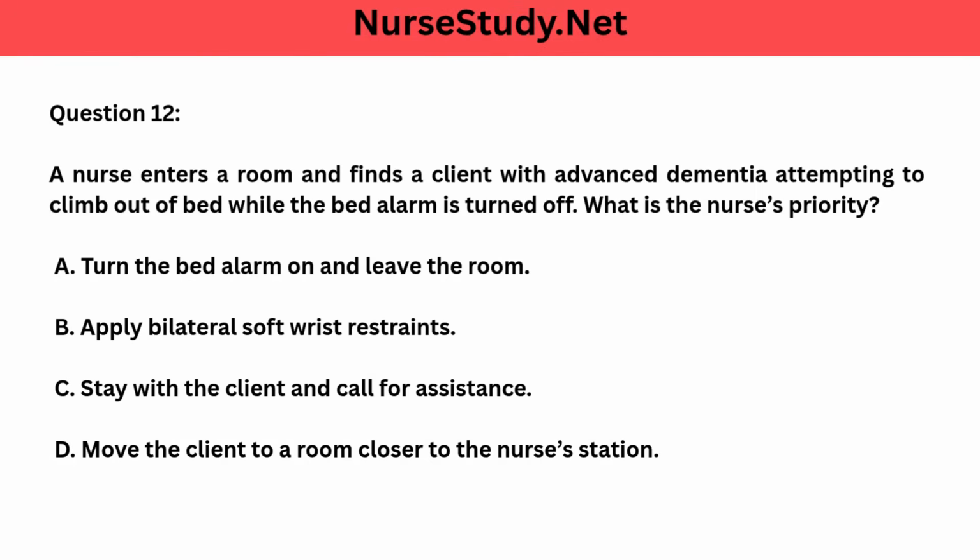Question 12. A nurse enters a room and finds a client with advanced dementia attempting to climb out of bed while the bed alarm is turned off. What is the nurse's priority? A. Turn the bed alarm on and leave the room. B. Apply bilateral soft wrist restraints. C. Stay with the client and call for assistance. D. Move the client to a room closer to the nurse's station.